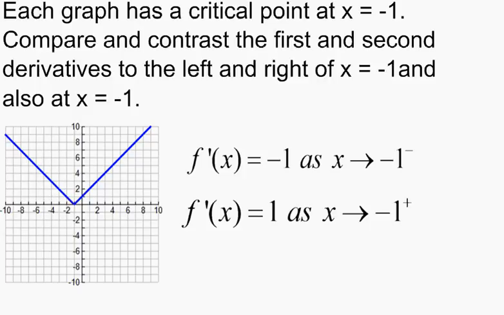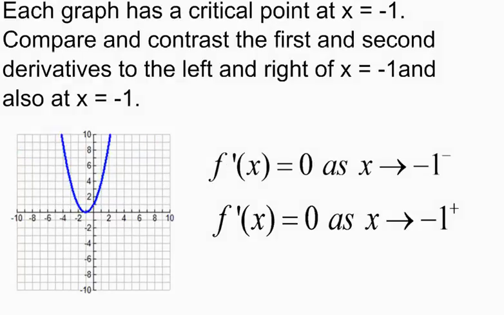Okay, so each graph had a critical point at x equals -1. You're going to compare and contrast the first and second derivatives to the left and right of x equals -1. From the left, as x approaches -1, the slope is -1. And from the right of -1, as x approaches -1 from the right, the slope is +1. So there is no derivative at this point.